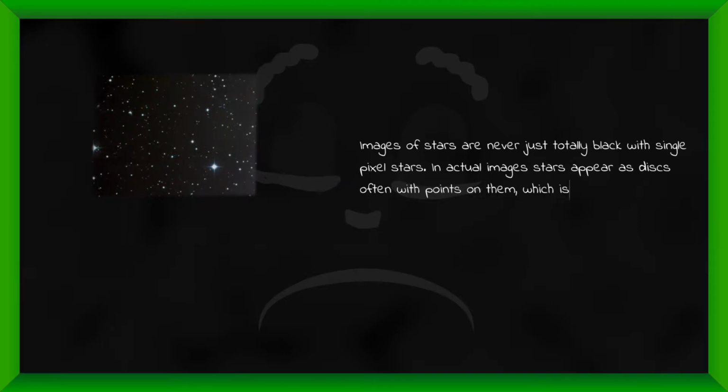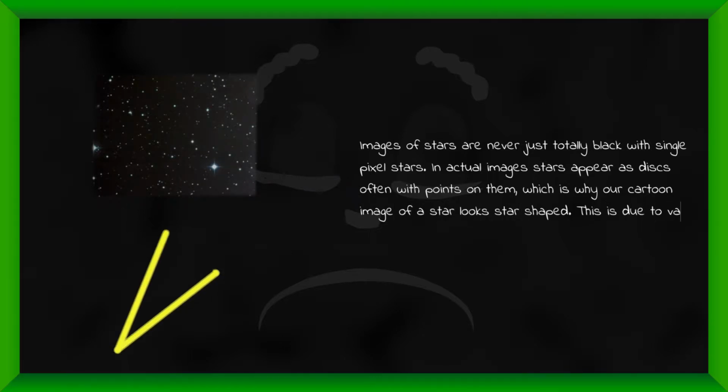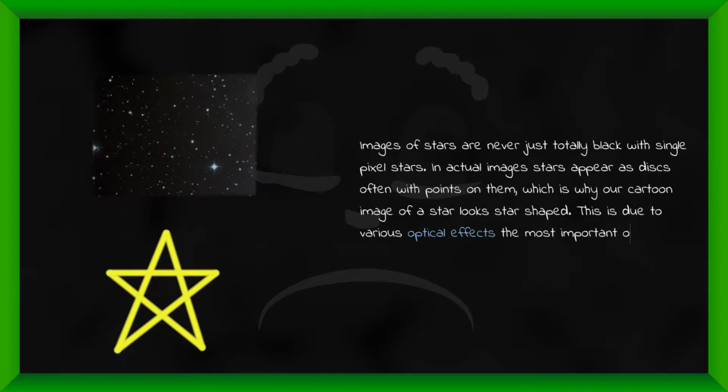In the video, I mentioned that an image of a star may as well only be 1 pixel. But as we know from the beautiful images we get from telescopes, stars are never actually just 1 pixel in these images. In actual images, stars appear as disks and they often have points on them, which is why our cartoon image of a star looks like a star. This is due to various optical effects that take place within the camera or the telescope.